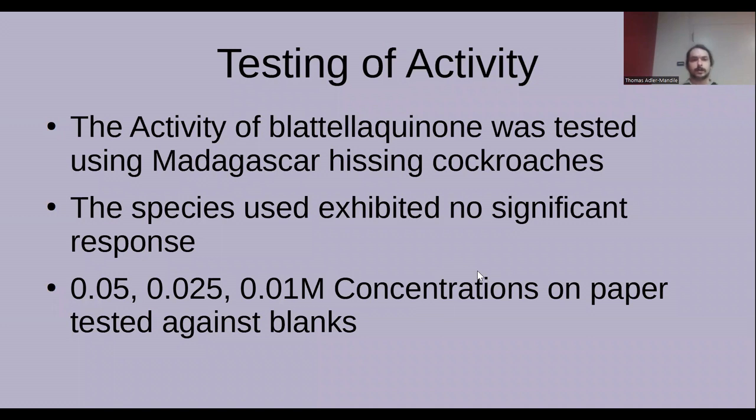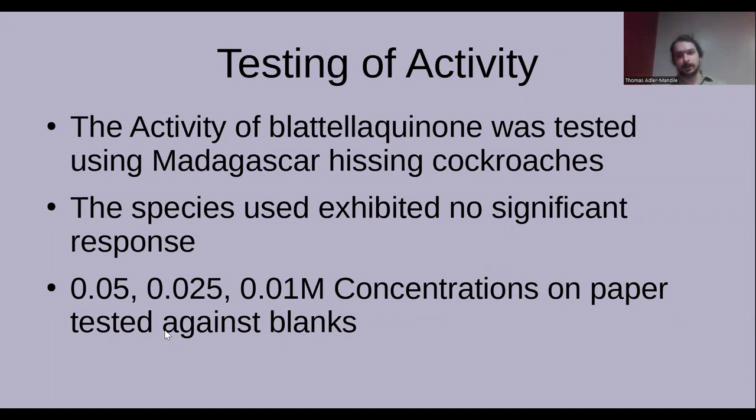We then tested the activity of blattellaquinone in Madagascar hissing cockroaches. So they're a different species than what the pheromone was originally found in. So we weren't sure if it would do anything, and it turned out that they didn't really have a significant response to these type of pheromones. We tested them at a variety of concentrations to make sure.